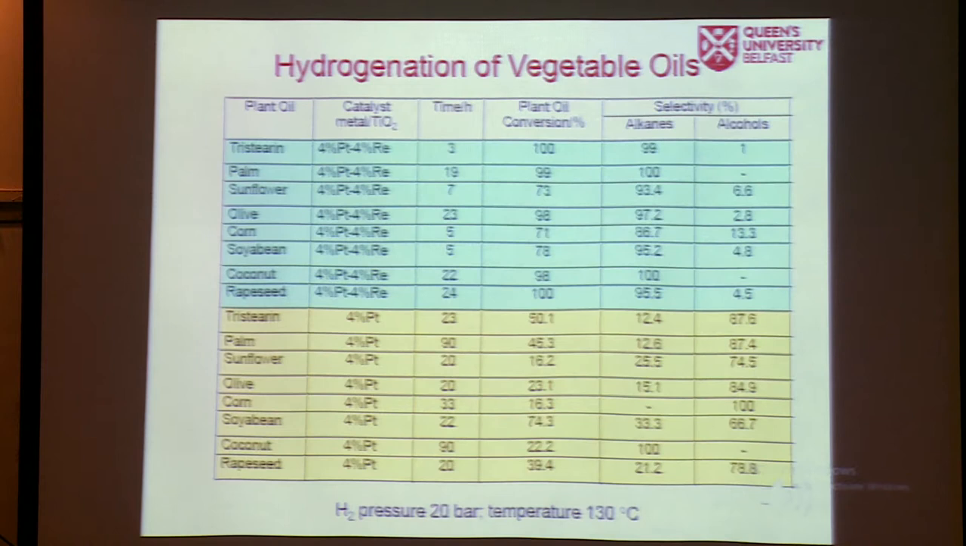This shows the range of vegetable oils which we hydrogenated. And in all the cases, like palm oil, sunflower oil, olive, corn, soybean, coconut, and rapeseed oil, we could achieve high selectivity to alkanes and high conversions. And using a monometallic catalyst, we could get high selectivity to alcohols. Going to the next slide.